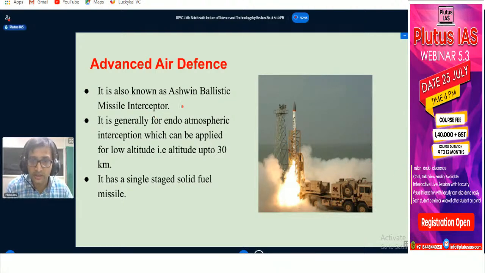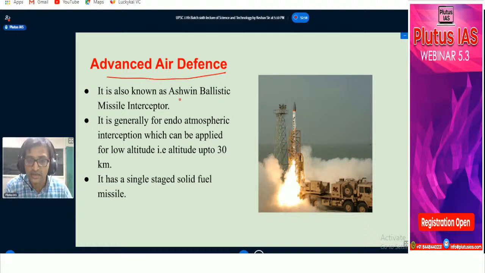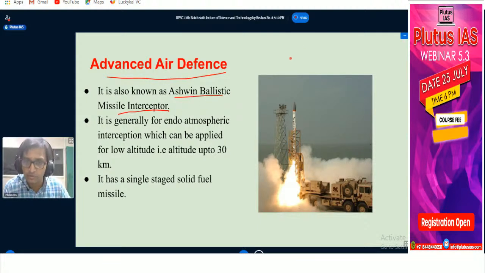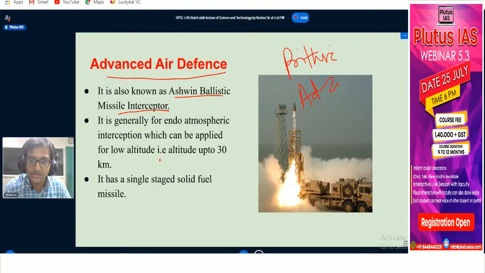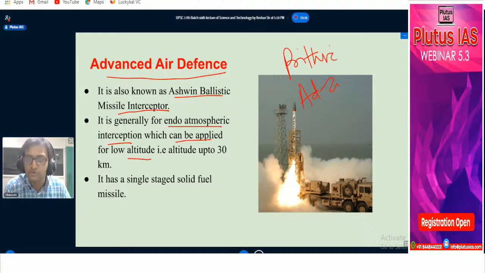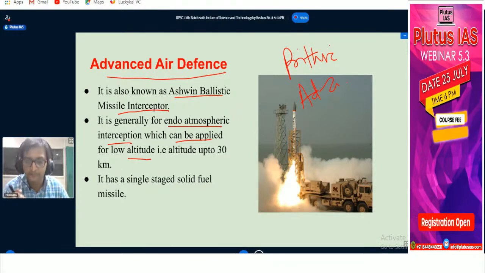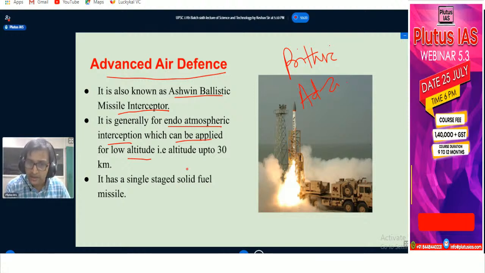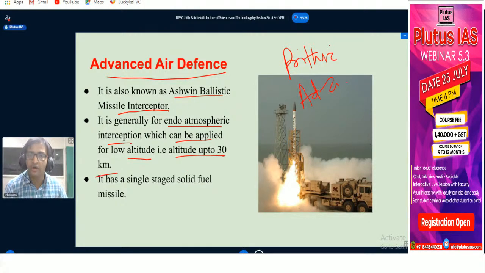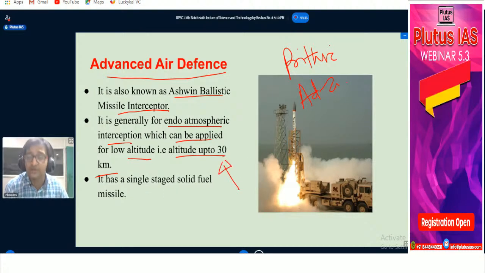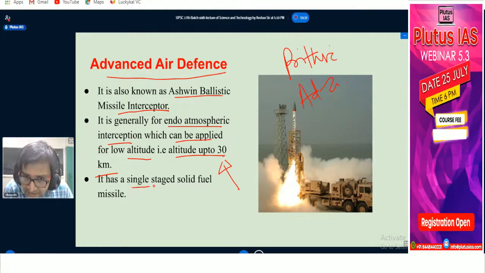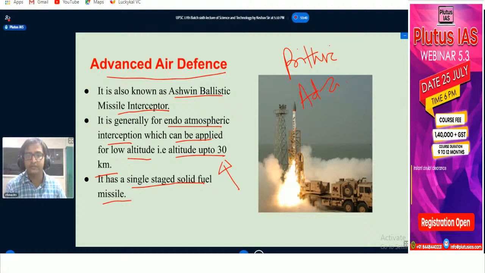So AD, it is advanced air defense. It is also known as the Ashwin ballistic missile interceptor. So you have to remember two things. One is Prithvi air defense and second one is advanced air defense. Now see here, it is endo-atmospheric interception which can be applied for low altitude. Means if air density is not much, it cannot work. So altitude up to 30 kilometers only. And since it has to go up to 30 kilometers only, that's why it is designed as a single stage solid fuel missile.